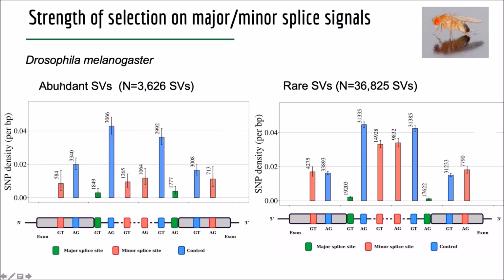But now when we looked at the abundant splice variants, we see a very different picture, with a clear deficit of polymorphism on minor splice sites, both those located within introns and those located within exons, as compared to control sites. So this is clear evidence that on abundant splice variants, the splice sites are indeed under selective pressure, which is good evidence that these abundant splice variants are enriched in functional splice variants.